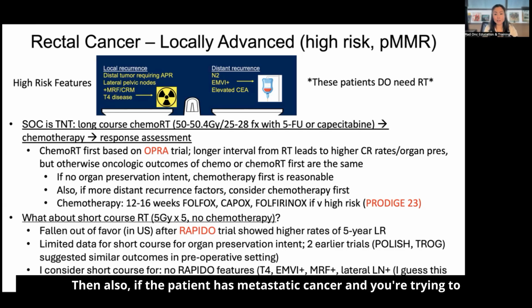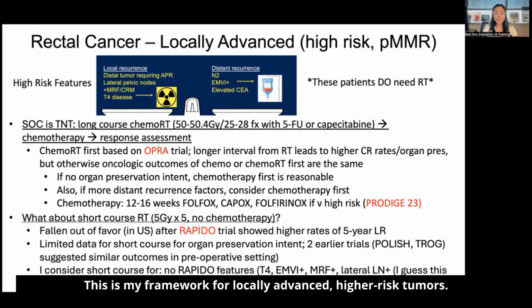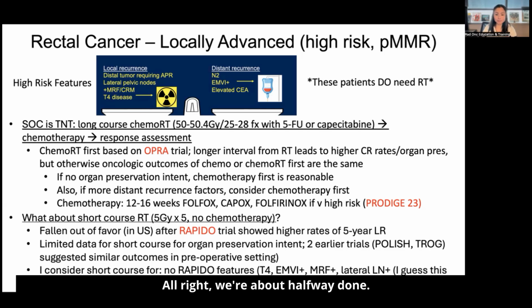And then also if the patient has metastatic cancer and you're trying to consolidate, you're trying to address the tumor locally, I do prefer short course to minimize their time off systemic therapy. So this is my framework for locally advanced higher risk tumors. All right, we're about halfway done.